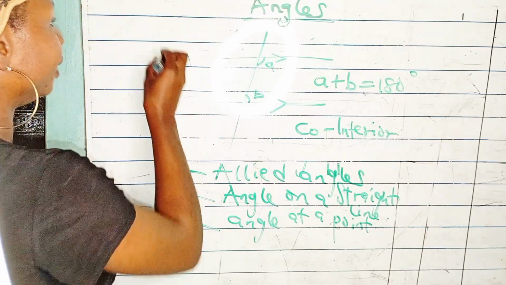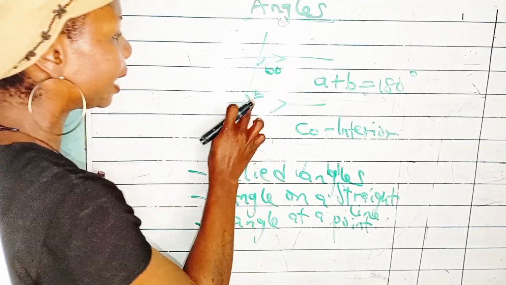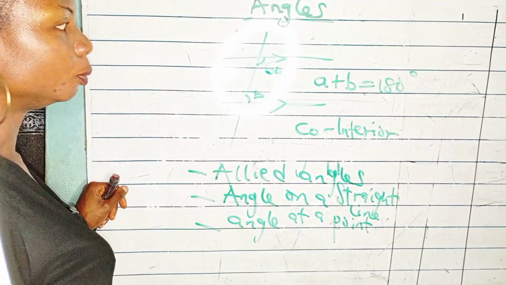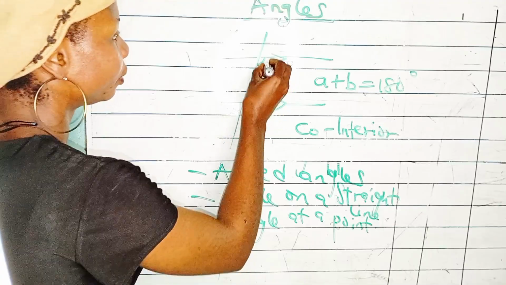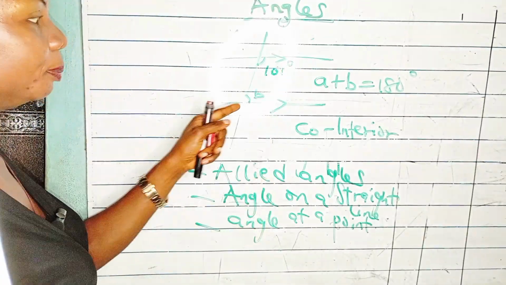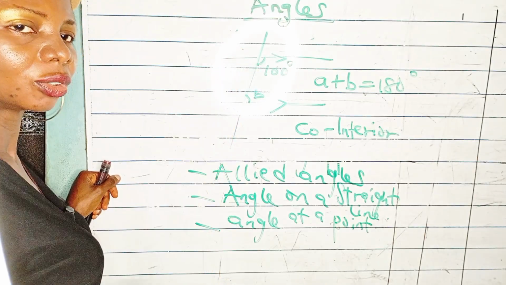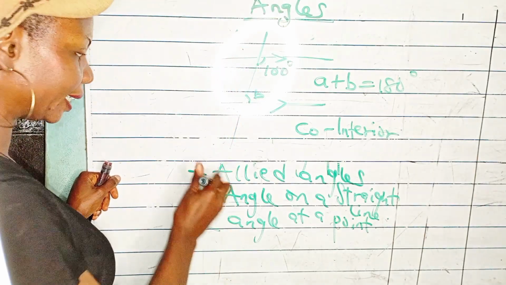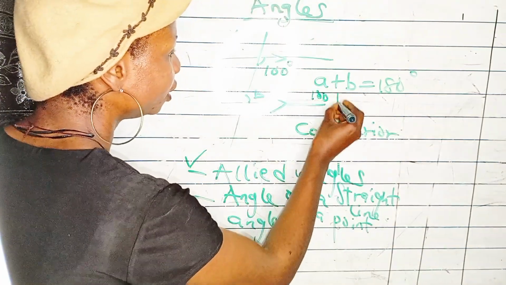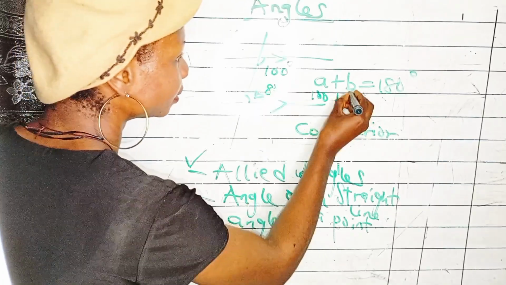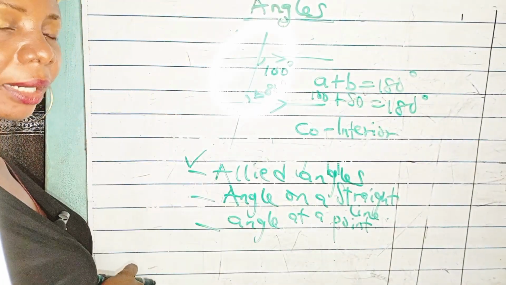So in that case, if I have this as, say, 100 degrees, that means B should be 80 degrees. The two angles inside are co-interior or allied angles. That means A plus B, if A is 100, B is 80 degrees, which will give me 180 degrees. They are called co-interior angles.